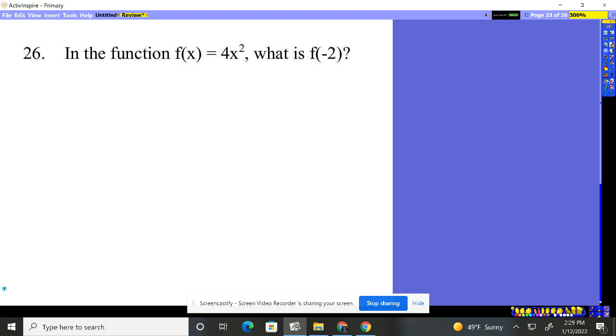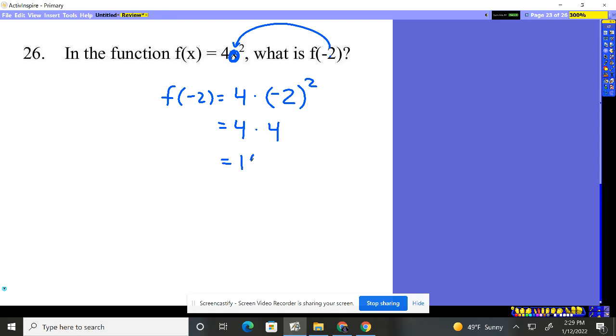26, it says in the function f of x equals 4x squared, what is f of -2? All I have to do is plug -2 into that x value. So f of -2 would be 4 times the -2, which is the x, squared. I just replaced that x with that -2. That's all I've done here. So it's 4 times -2 squared. What is -2 times -2? It's +4. And then finally, 4 times 4 is 16.